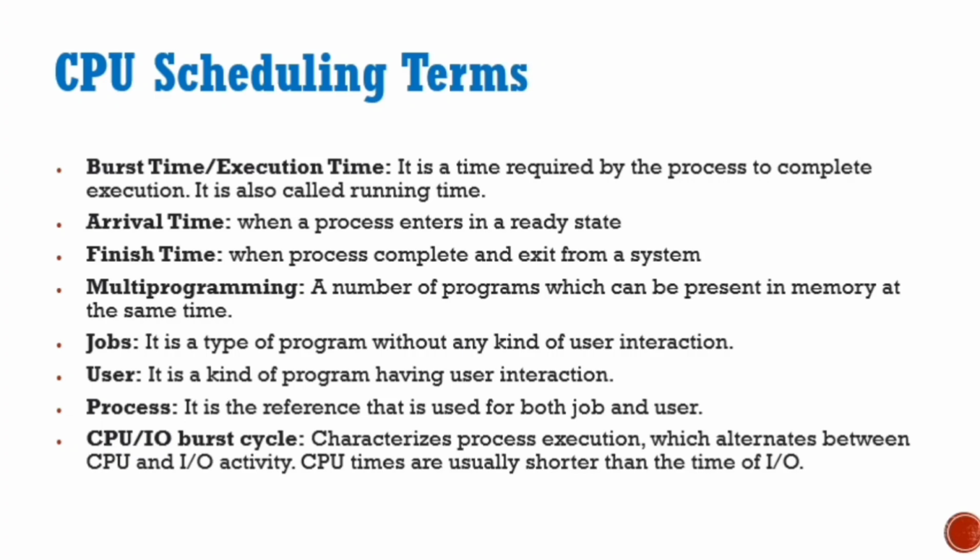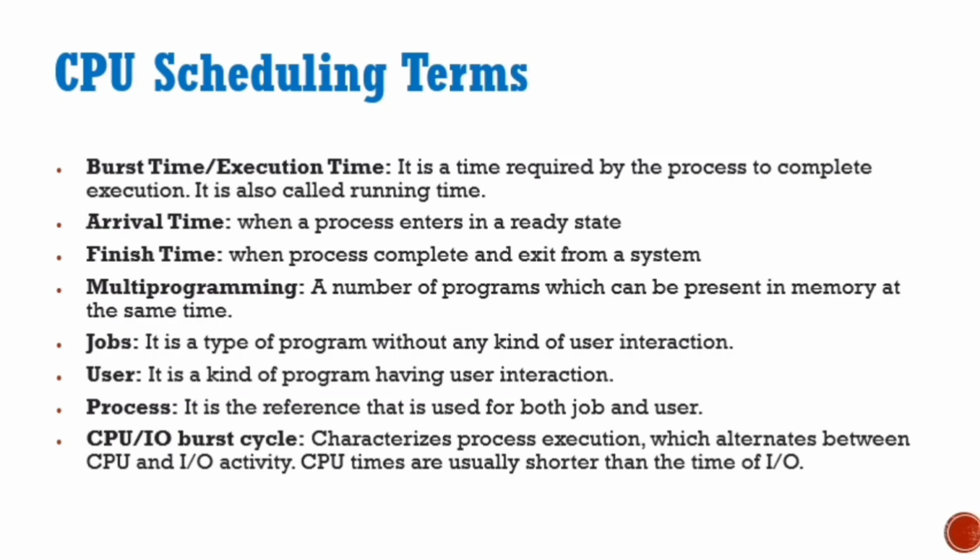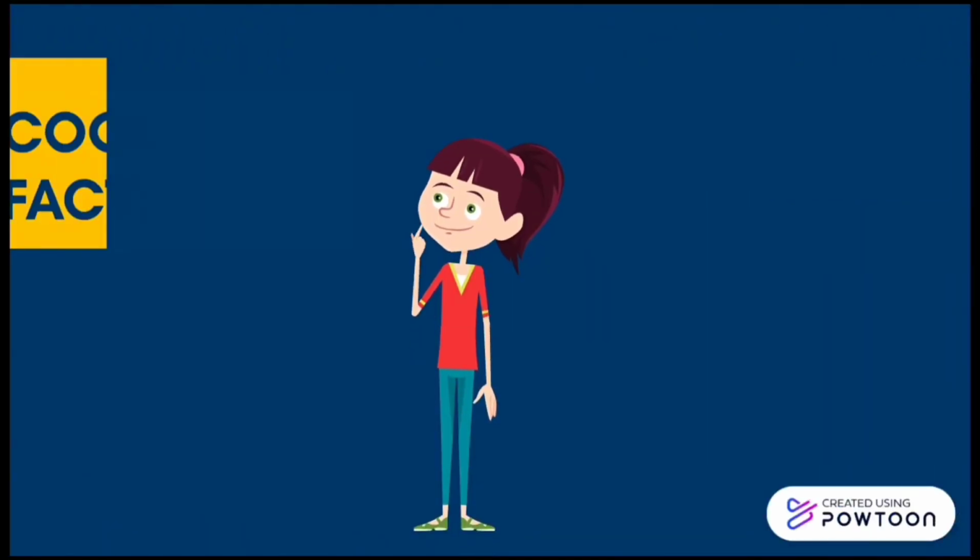Now, process is basically the reference which is used for the combined terms of both jobs and users. And CPU input-output burst cycle. This is basically the term which characterizes the process execution, and it helps in alternating or toggling between the CPU and the input-output activity. And usually, the CPU times are much shorter when compared to the time which is dedicated to the input-output components.